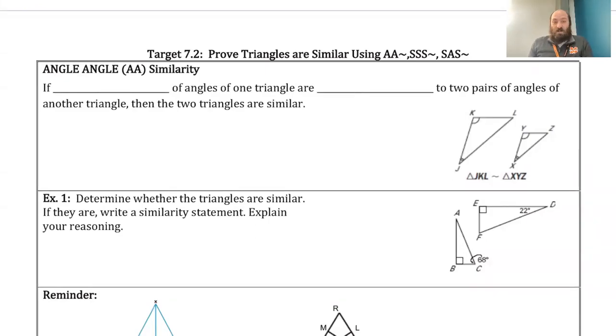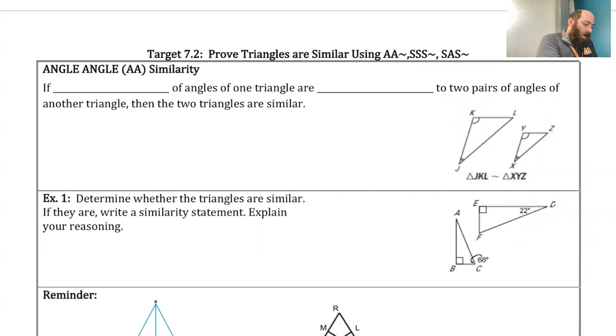And today we're talking about 7.2, proving triangles are similar. Okay, so we're going to use that whole idea of proving again, just like we did back in Unit 6. These are similar to what we did before, but they definitely have their own unique things. So the first one we're going to use is what's called angle-angle similarity.